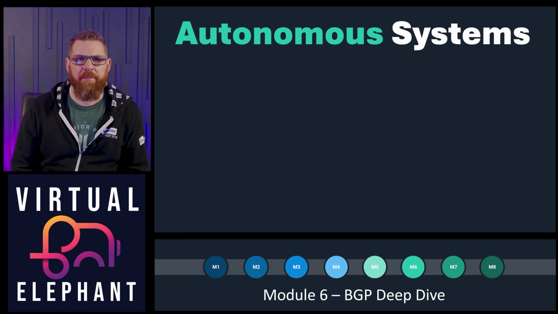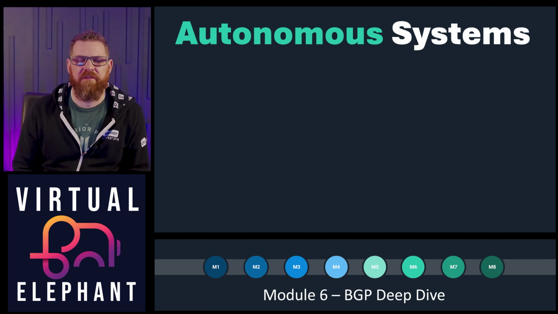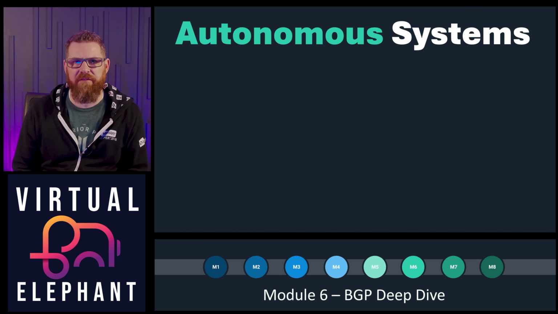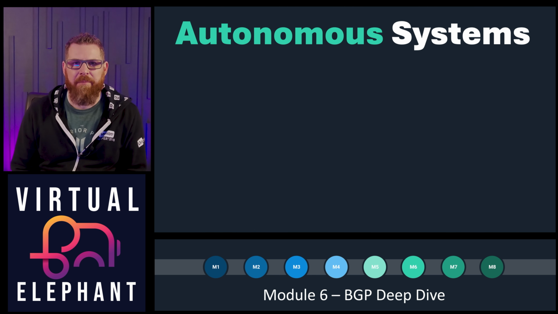Next, we're going to talk about autonomous systems, or ASs. Now, an AS is a collection of IP networks and routers under the control of a single administrative entity, such as an internet service provider, a large enterprise, or an academic institution. ASs are assigned unique identifiers called Autonomous System Numbers, or ASNs, by regional internet registries such as ARIN, RIPE NCC, and APNIC. And we're going to talk more about these ASNs in a few moments.